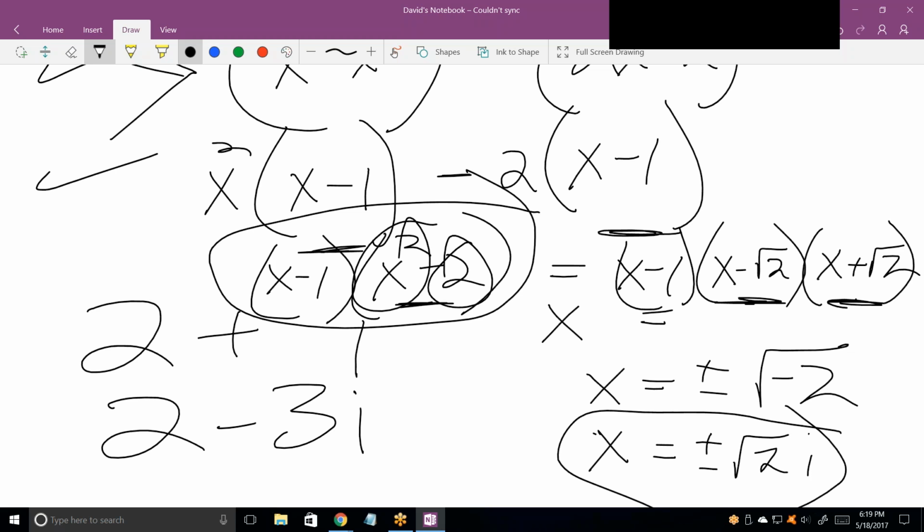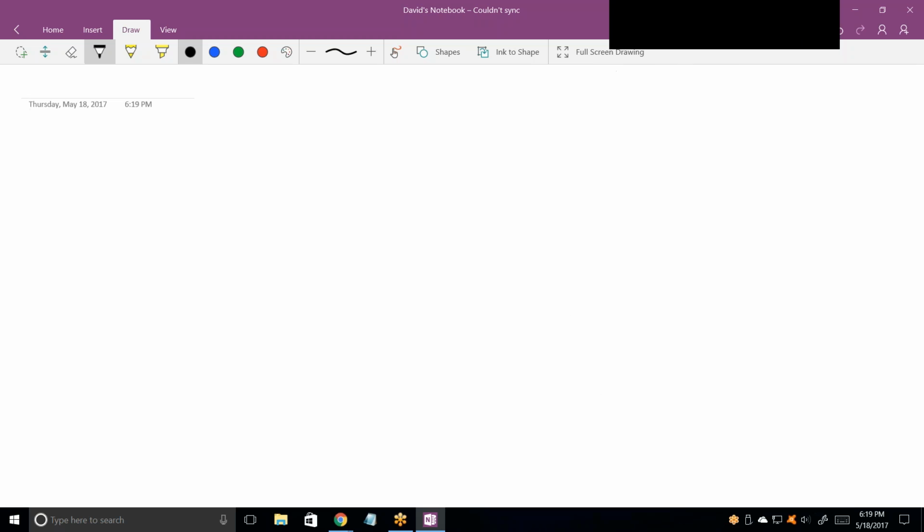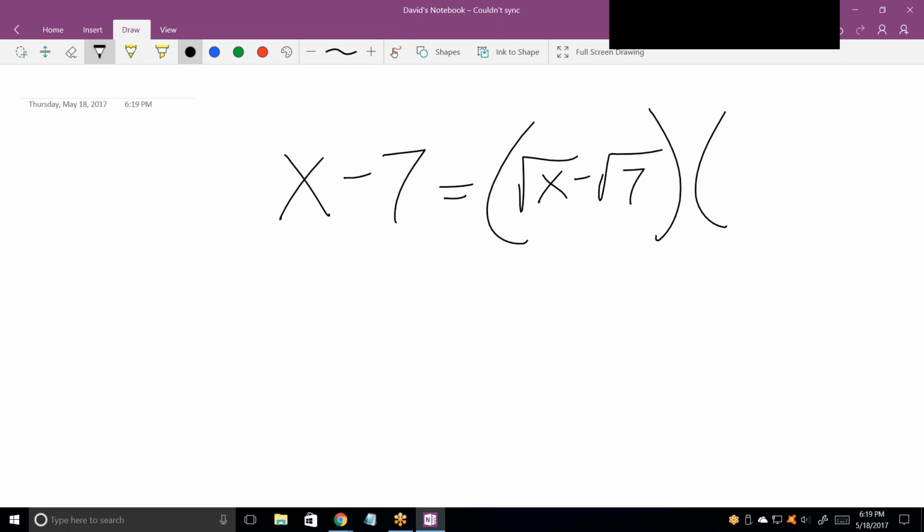Well, it's worth knowing because it means you can actually factor anything. In other words, if I said factor x minus 7, that's square root of x minus square root of 7 times square root of x plus square root of 7. So it really does factor, even though neither one of them is a perfect square. They're not perfect square numbers.